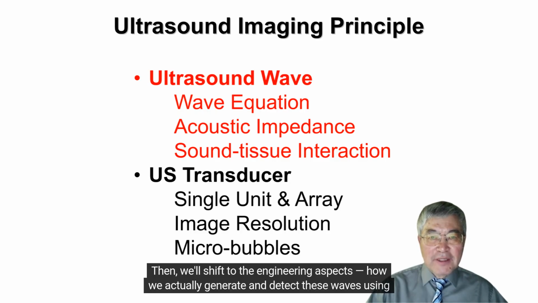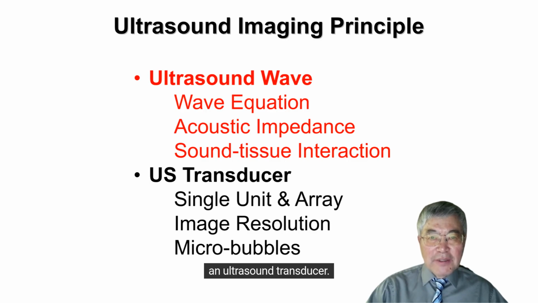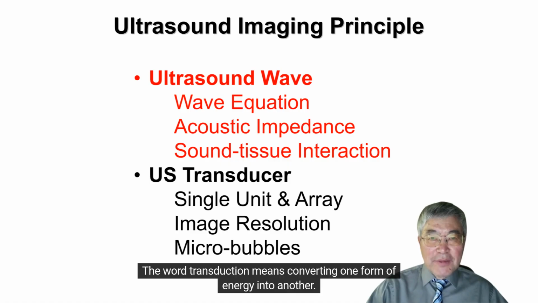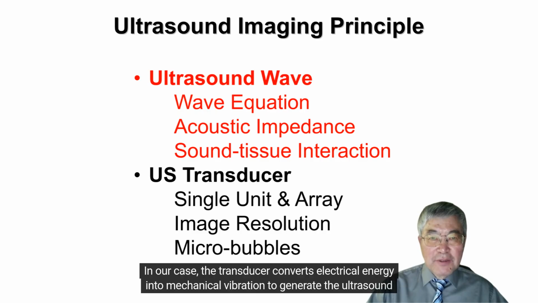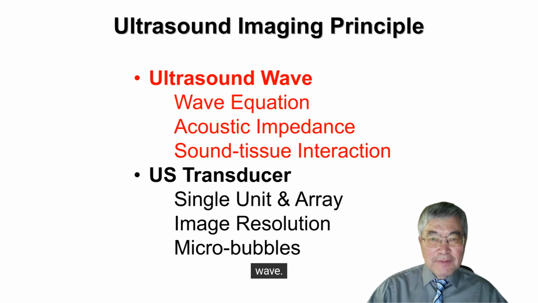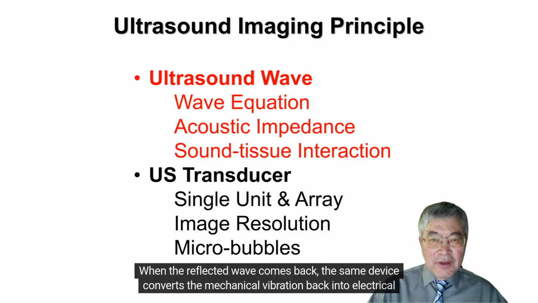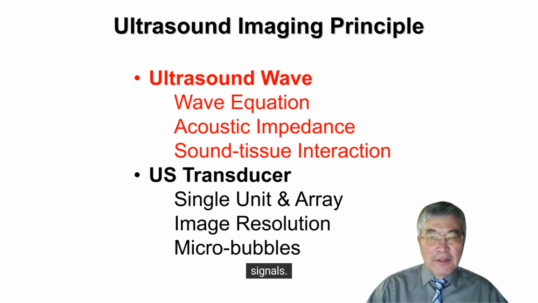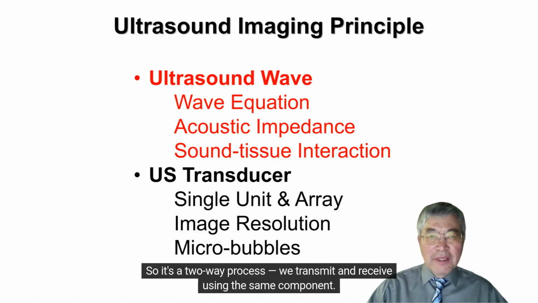Then we'll shift to the engineering aspects, how we actually generate and detect these waves using an ultrasound transducer. You'll hear me mention the term transducer a lot today. The word transduction means converting one form of energy into another. In our case, the transducer converts electrical energy into mechanical vibration to generate the ultrasound wave. When the reflected wave comes back, the same device converts the mechanical vibration back into electrical signals. So it's a two-way process. We transmit and receive using the same component.